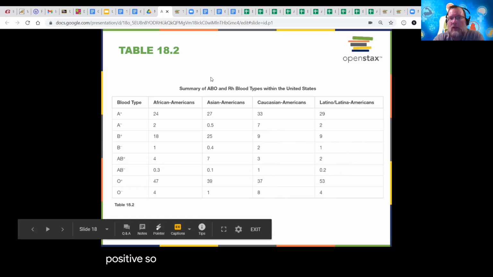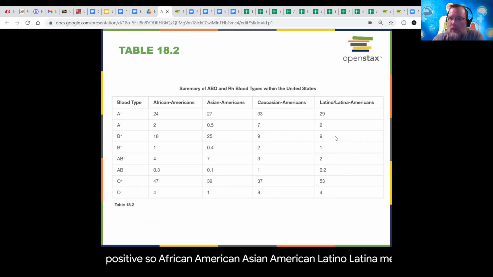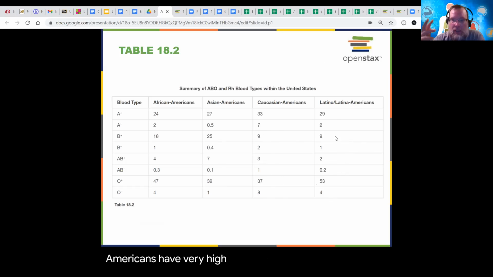So African Americans, Asian Americans, and Latina Americans have a very high percentage of being Rh positive. Caucasian Americans, still a high percent, 80, I don't know what it was, 83 or 87%, 82%. But anyhow, notice the Rh negatives, okay, higher numbers of negative Rh factors with Caucasian Americans. I don't know what it means. I don't know what any of it means, really.